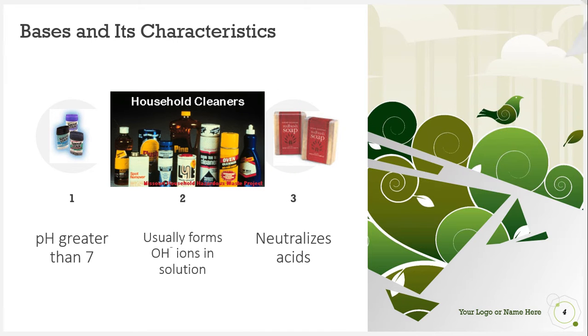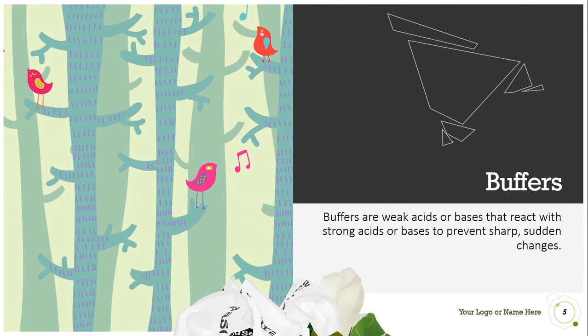And we go to the bases. Bases are the exact opposites of acids, and they have a pH greater than 7. They also have high concentrations of not hydrogen ions, no, hydroxide ions, yeah, hydroxide. They usually form hydroxide ions in solutions, and they neutralize acids, and we'll talk about that. What do they mean by neutralize acids or bases?